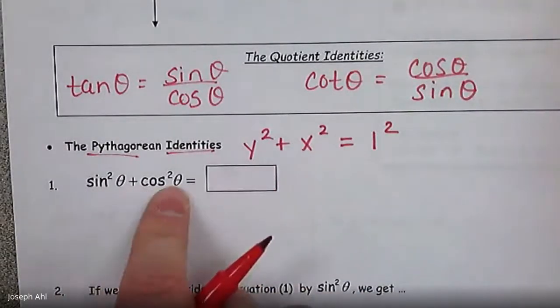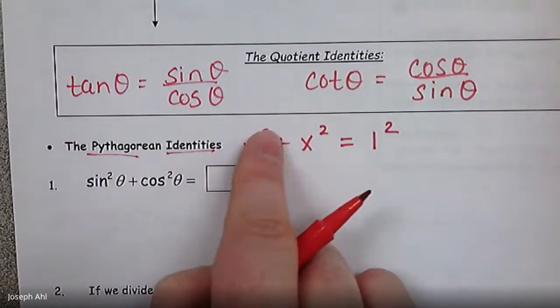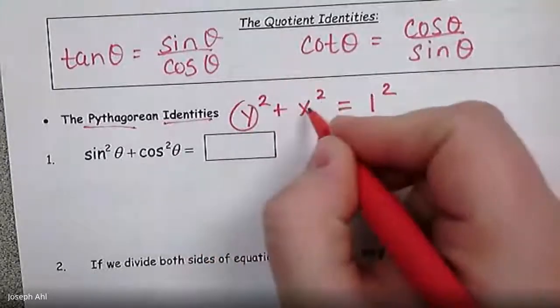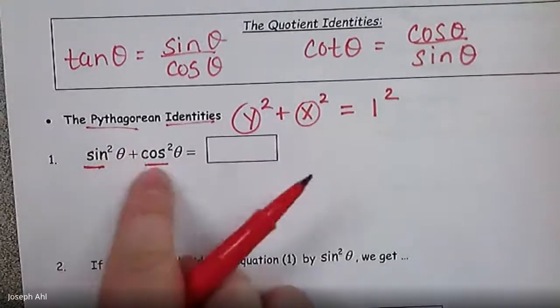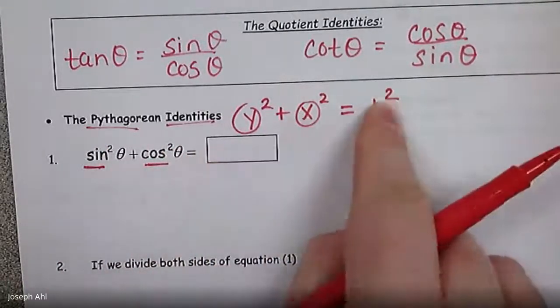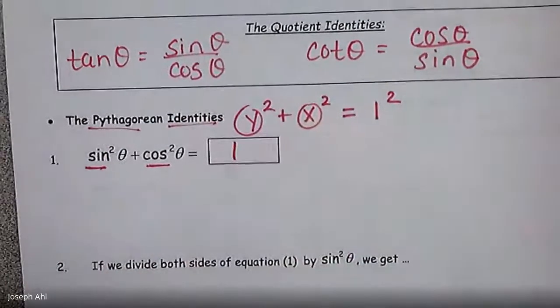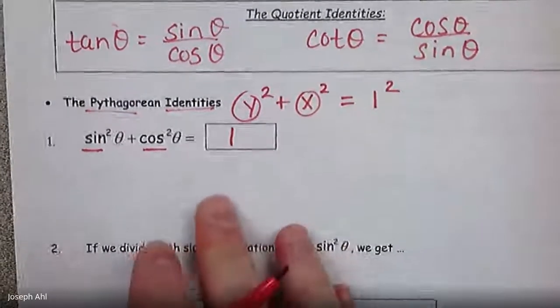with what I have written here already. But what is y? Y is really sine theta. What is x? X is really cosine theta. So if I replace y and x with sine theta and cosine theta, we get sine squared plus cosine squared equals 1 squared, which is 1. This is the main Pythagorean identity.